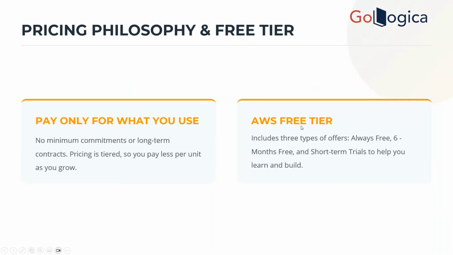Then we have the AWS free tier. The AWS free tier offers the user always-free services. So there are a few services that will always be free, we never need to pay for them. It is always accessible, always free. Then we have a 6-month free tier plan. That is in tomorrow's session, where we will be creating one.